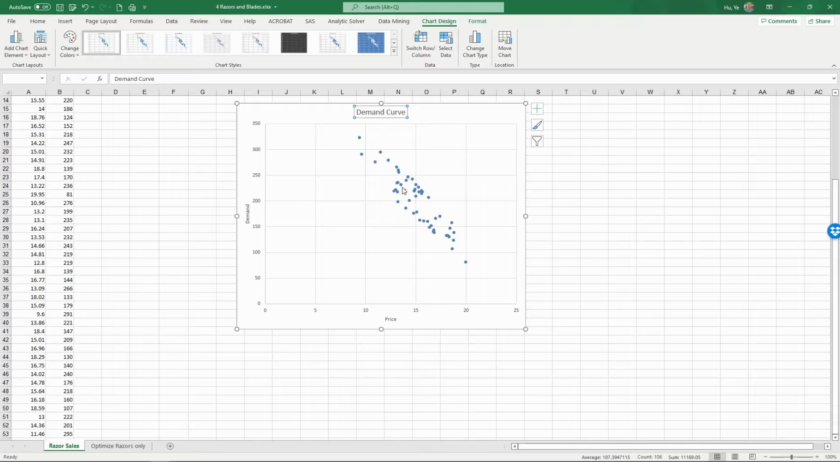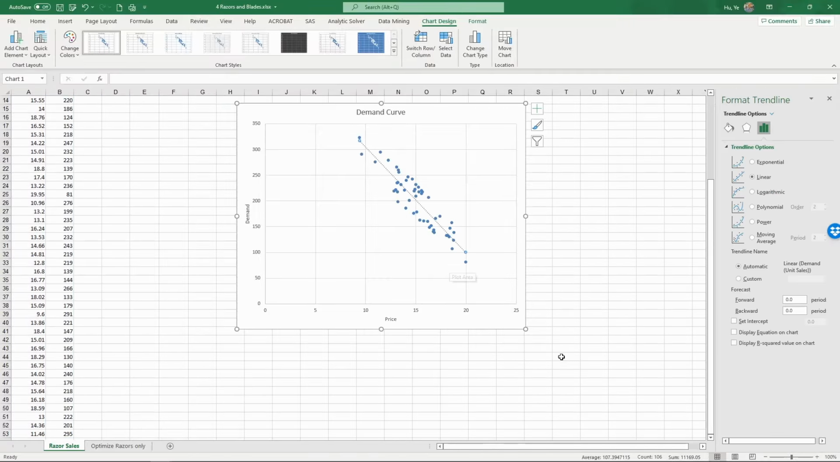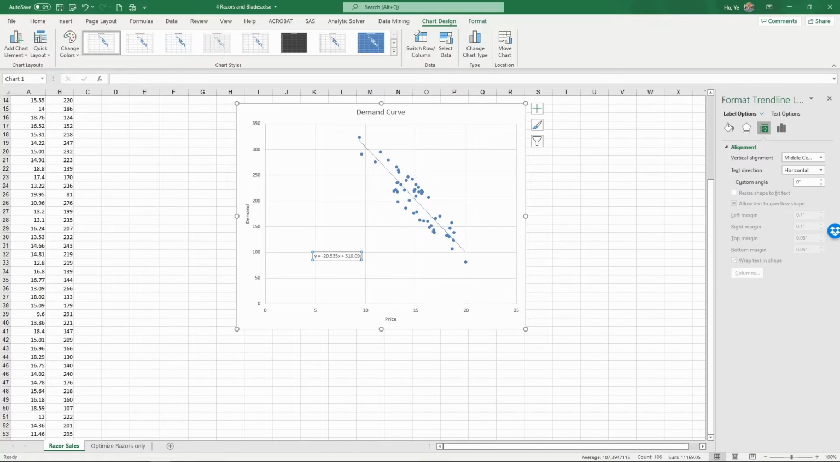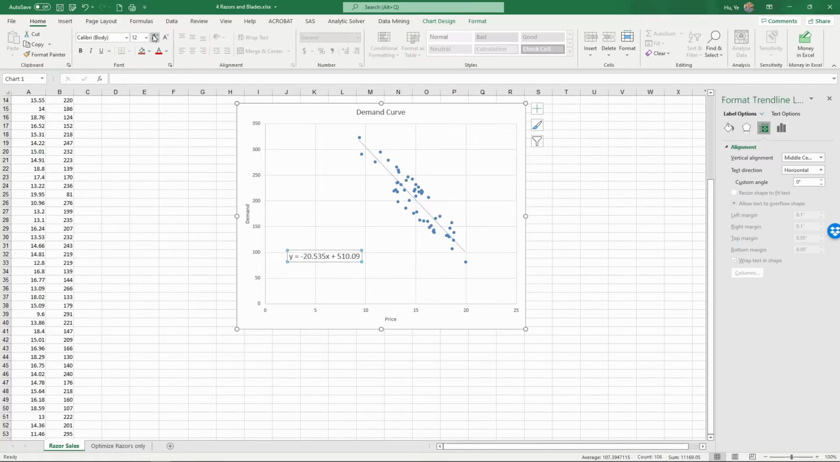So in order to create the demand curve, right click on top of these dots in the scatter chart, and then add trend line, left click, and here select display equation on chart, and this is our demand curve. Let me enlarge this, easier to see.